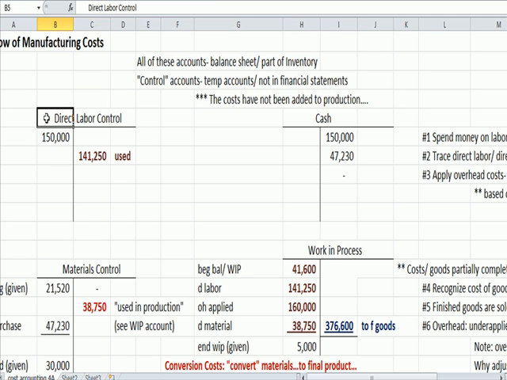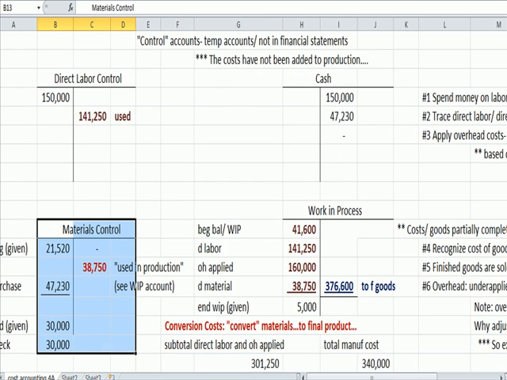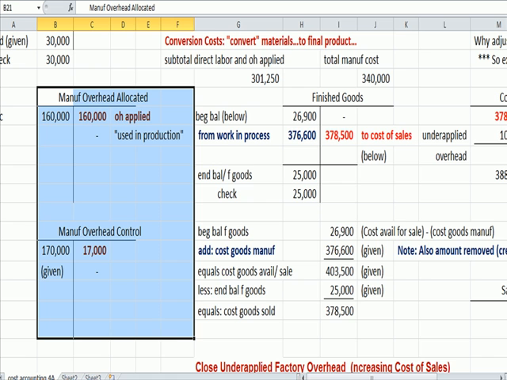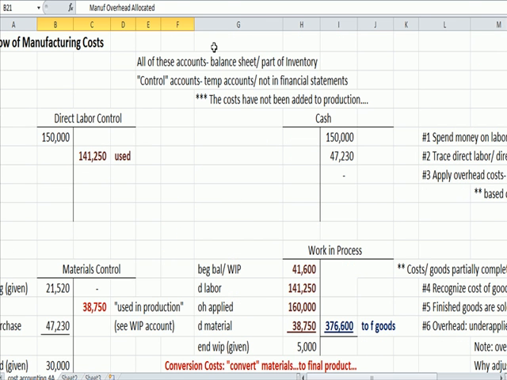The control accounts for direct labor, materials, and overhead do not end up in the financial statements. These control accounts are temporary accounts that don't end up in the financial statements. And they exist because they account for costs that have not yet been added to production, and then they're credited when the costs go out.